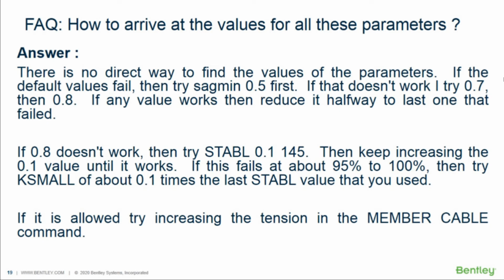Only during the initial iterations is the stability parameter used, and it is going to reduce to 0 at the 145th load step. Whereas the K small parameter is a permanent spring, a permanent stiffness matrix. It doesn't reduce to 0. So you have to use the K small parameter carefully.